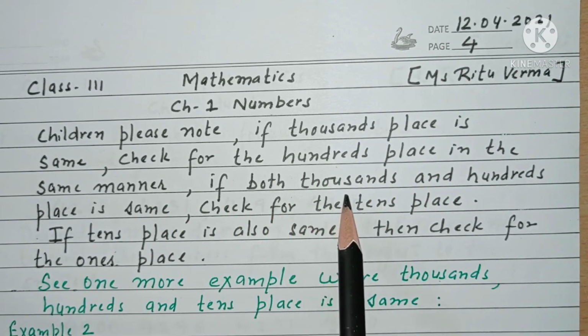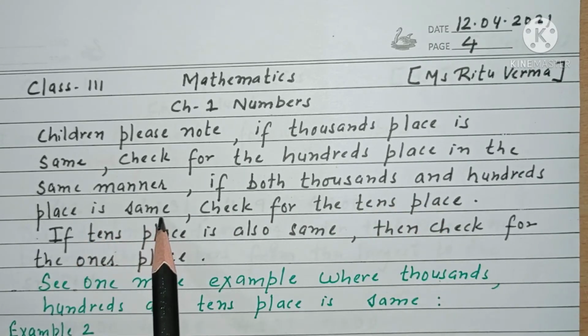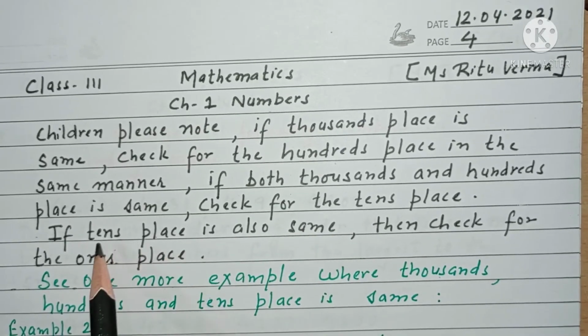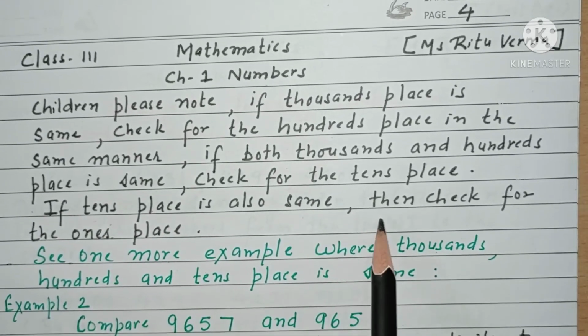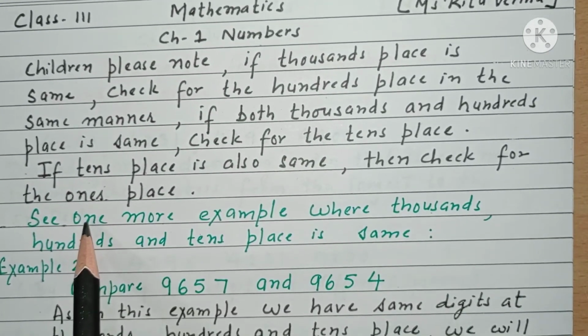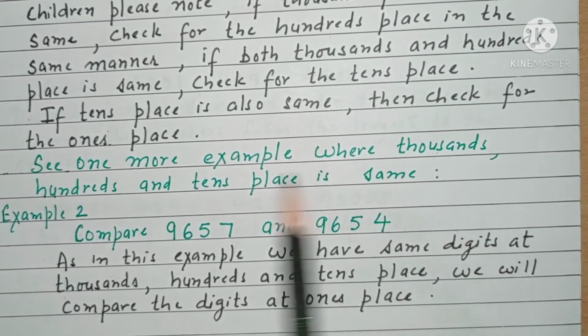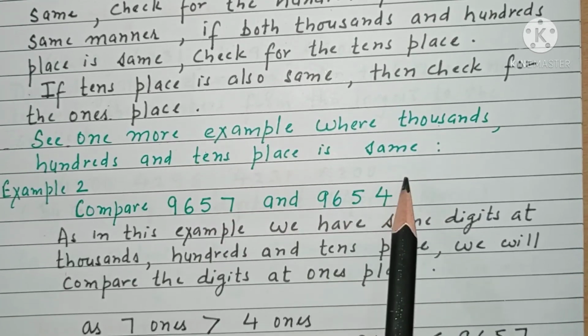Children, please note, if thousands place is same, check for the hundreds place in the same manner. If both thousands and hundreds place is same, check for the tens place. And if tens place is also same, then check for the ones place. Let us see one more example where thousands, hundreds and tens places are same.